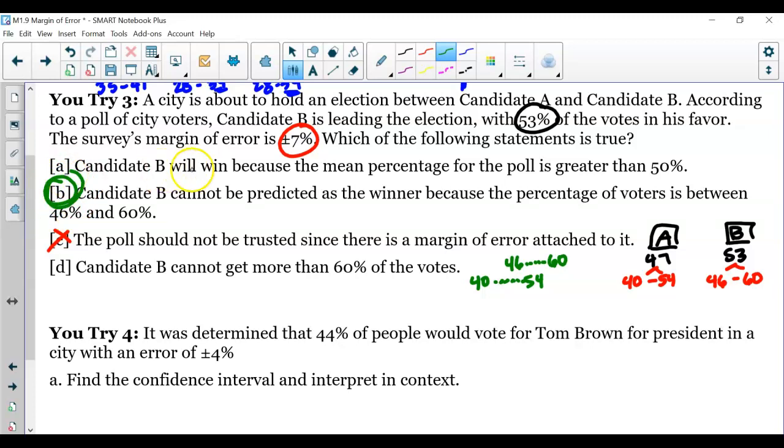So again, candidate B will not win just because his poll is greater than 50, because of that overlap here. Technically candidate B could possibly get more than 60. This is just to show if we can make a prediction. So that's why here the answer is B.